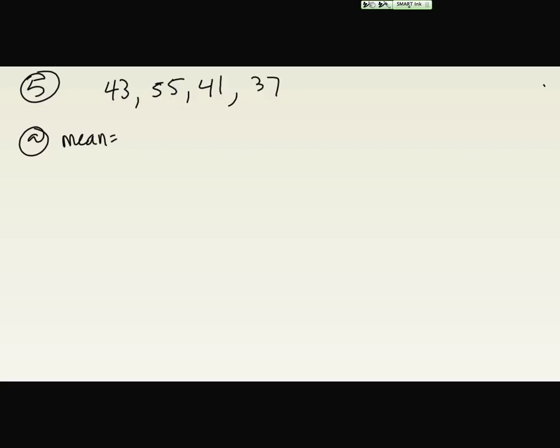So what did you guys get when you added them all up? What's the sum of all of the scores? What did you get? Oh, I was 26. Yep, 176, and we have 4 values. So when we divide that out, we get exactly 44 points for that average. So they had 44 points.